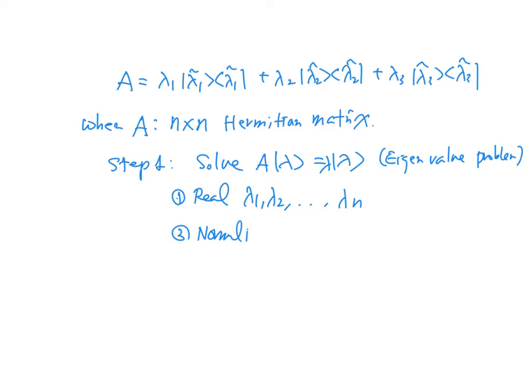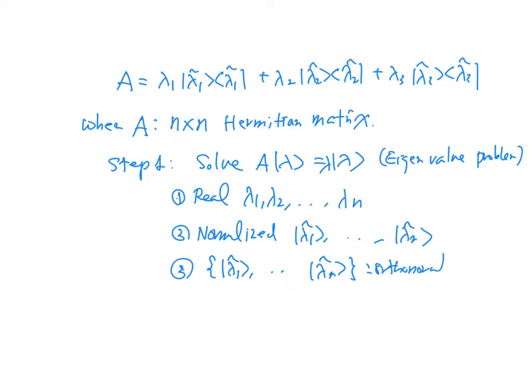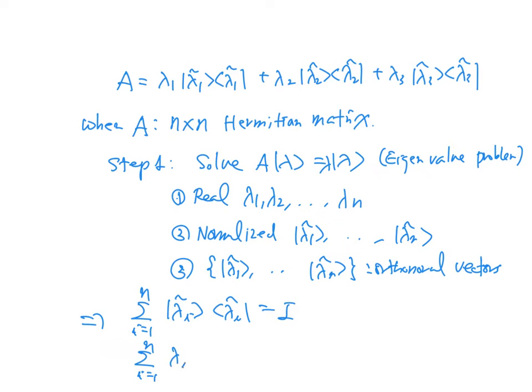Normalize the eigenvector for lambda 1. Then you obtain a set of orthonormal vectors, and they satisfy the identity, and the sum of lambda times the projections is A. So this is the spectral theorem.